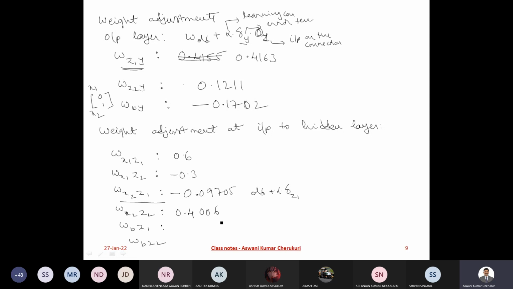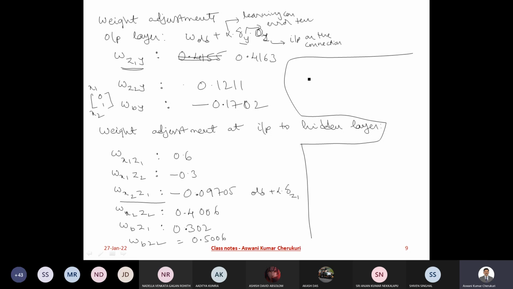Okay. So bias to Z1 is around 0.302, and bias to Z2 is 0.5006, something like that. Okay. So now, this is how you get the new connection weights. Once you get the new connection weights, the typical process is that again you present the input.